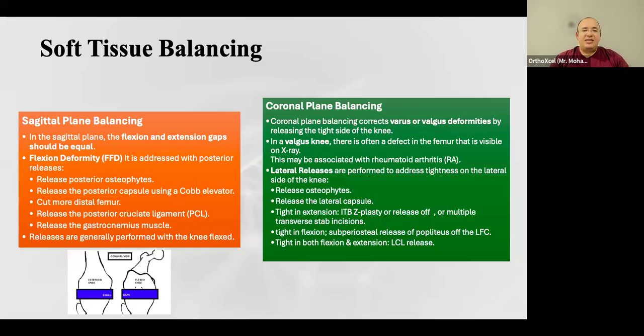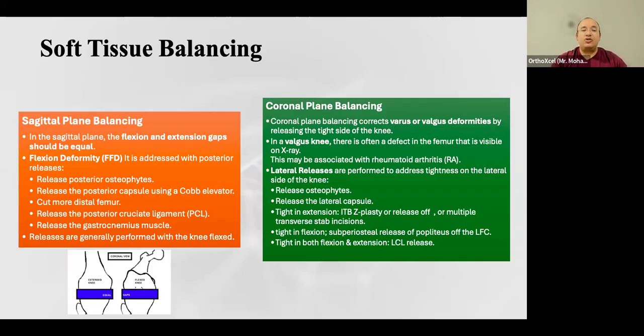So what balance do you need? The soft tissue balance you need is in the sagittal plane. So in the sagittal plane you need to have equal gaps in flexion and extension. And as you can see, the equal gaps need to be rectangular, uniform, so you can have proper gapping in both flexion and extension.